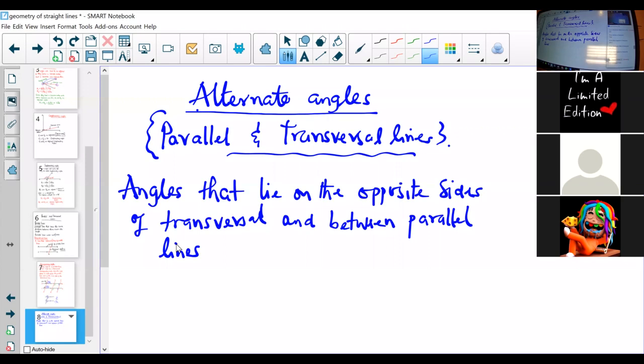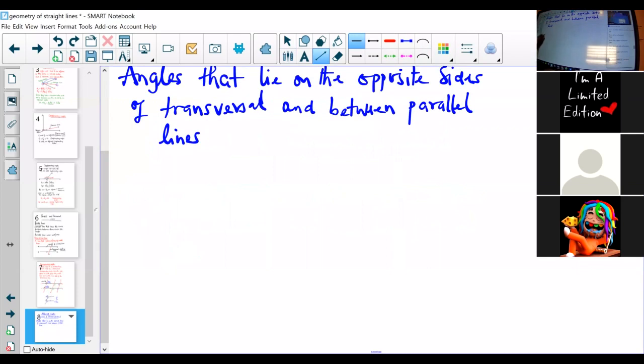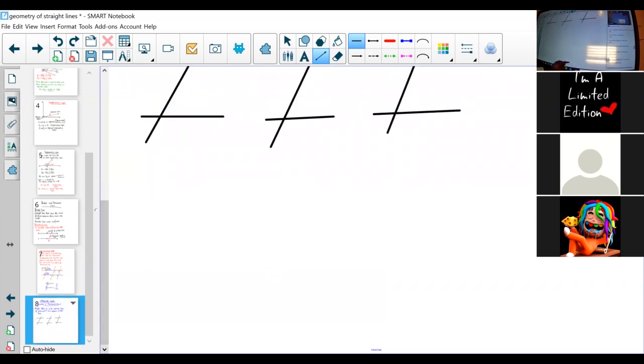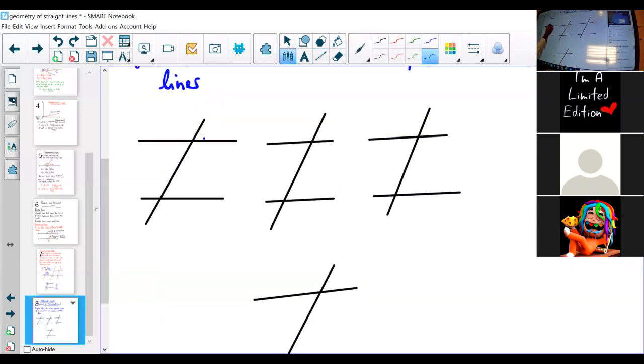Okay. So let's look at the different types of representation. Remember, I must have parallel lines. Let's have all these lines parallel to each other. The horizontal lines, let's have them as parallel. And we have our transversal line in between.